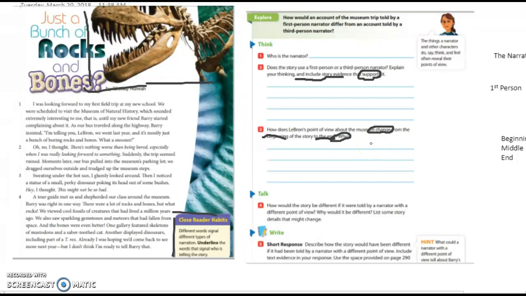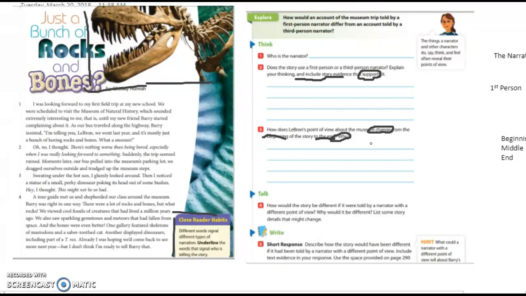Number 4 says, how would the story be different if it was told by a narrator with a different point of view? Why would it be different? List some story details that might change. Alright, so let's go ahead and start reading, and you are going to read it with me this time. We're going to answer the questions, then you will reread it for understanding, and number 5 will be your homework.